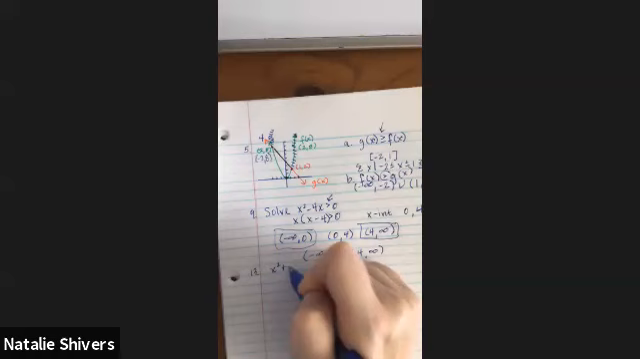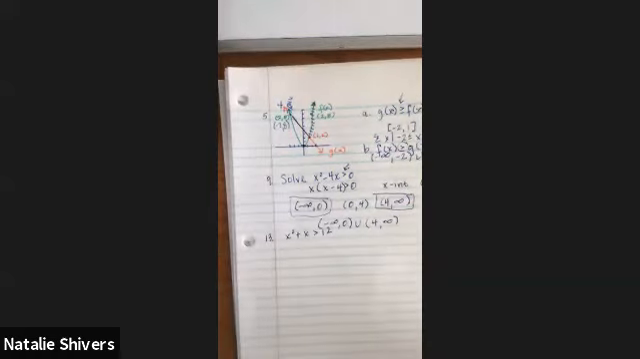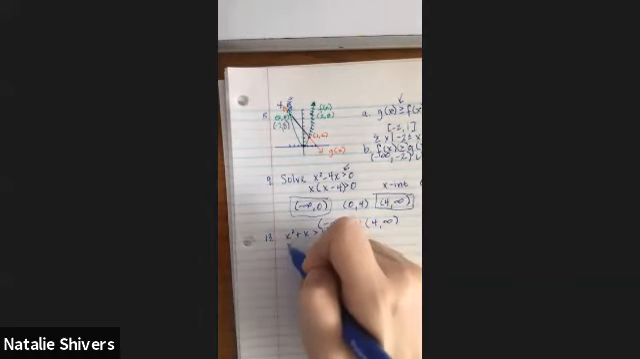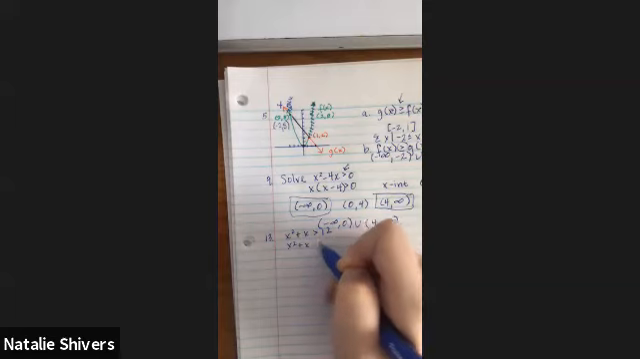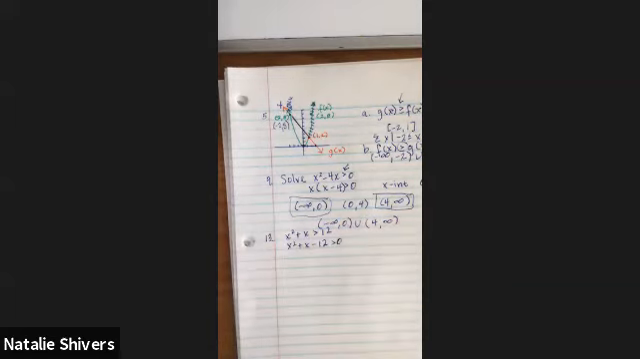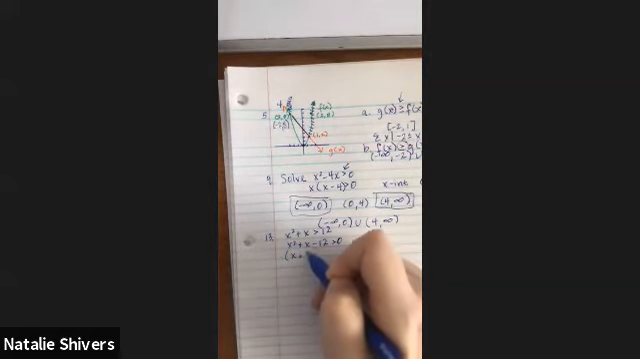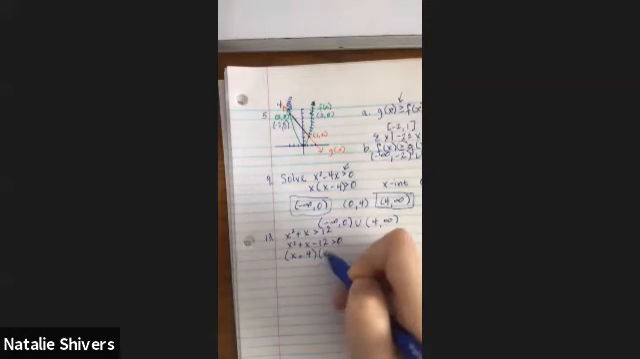X squared plus x is greater than 12. Okay, now we're going to do the same thing, but first we have to set it equal to 0, or make sure everything is moved to one side. So I'm going to subtract 12. Now that I've subtracted 12, again, I'm going to factor so that I can find the x-intercepts. So I get x plus 4 and x minus 3.